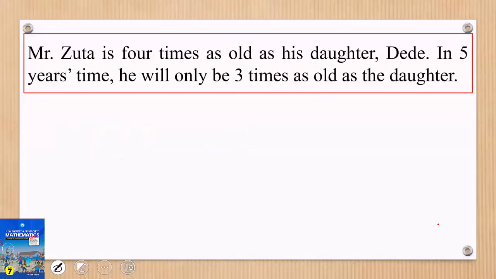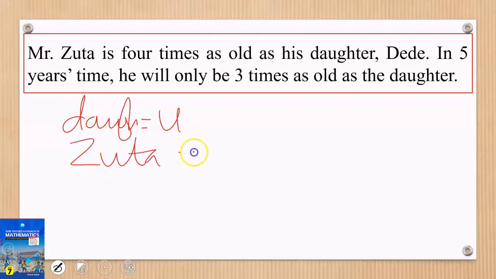Okay, let's do the last one. Mr. Zuta is 4 times as old as his daughter. Again, Mr. Zuta, we don't know his age, but he is 4 times as old as his daughter. So let me say the daughter is equal to u years, then Mr. Zuta will be 4 times u. Beautiful.